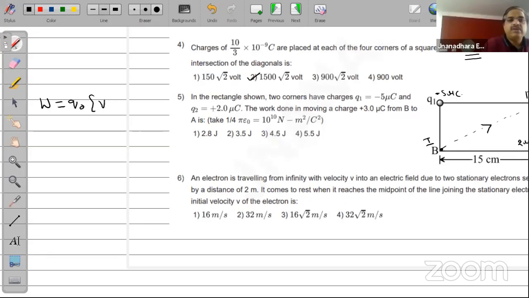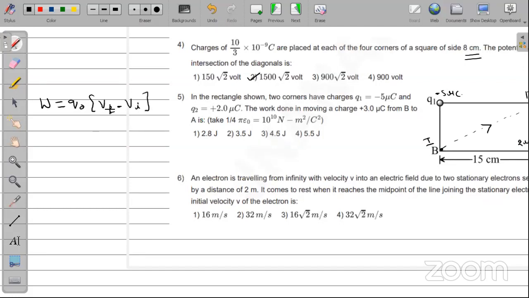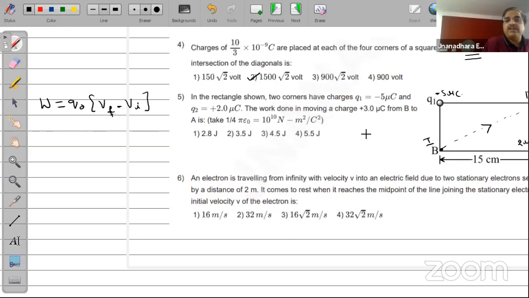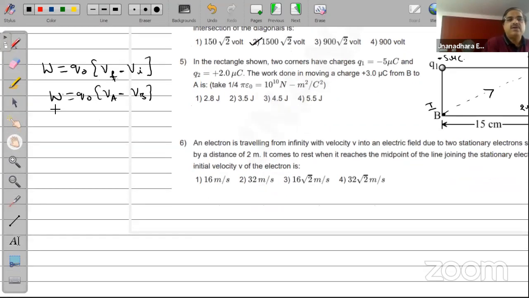VF minus VI. VF is the final point. In this case, this has to be therefore VA minus VB. That will be the work done. Okay, let's see what VA is.